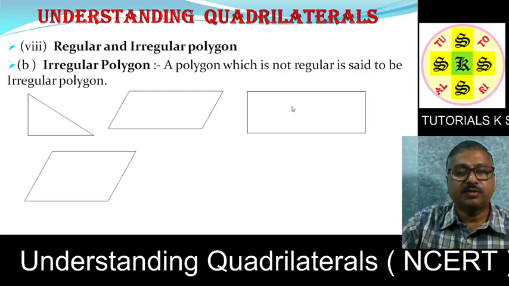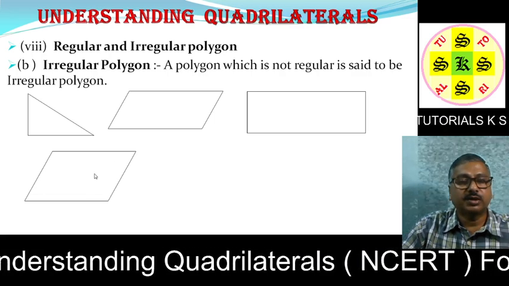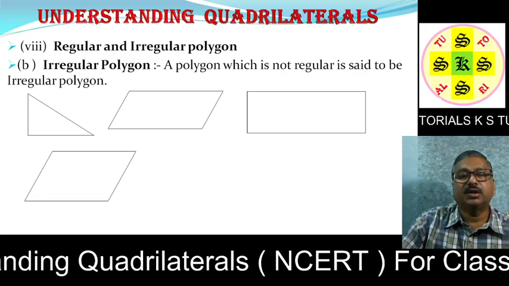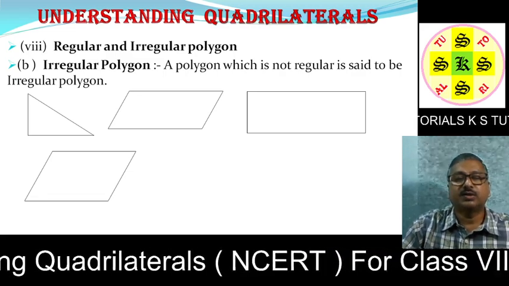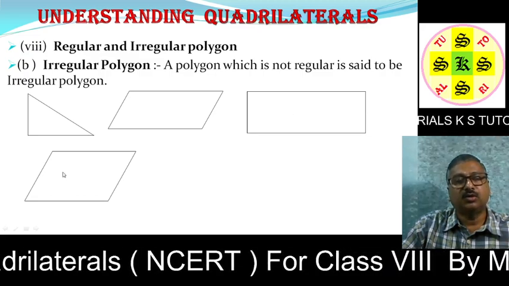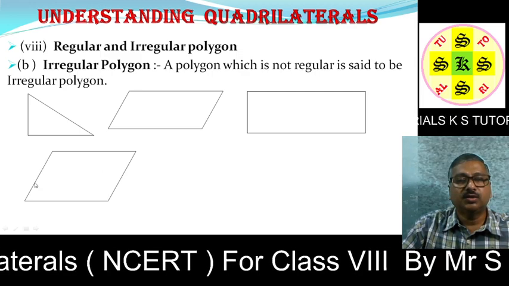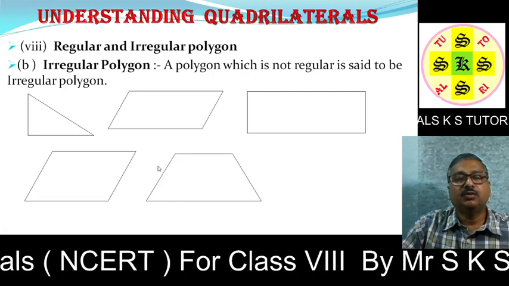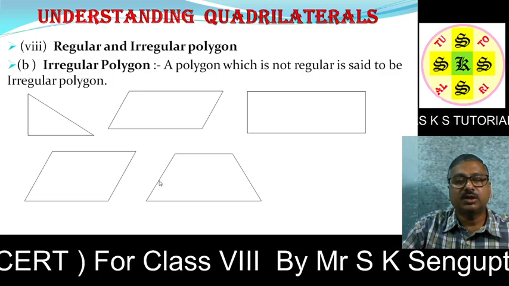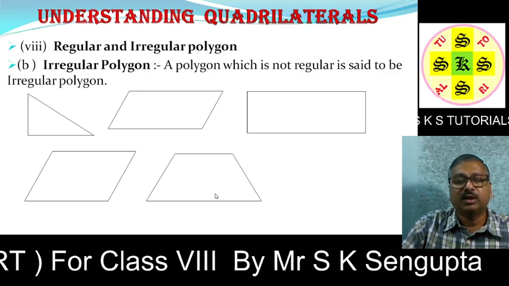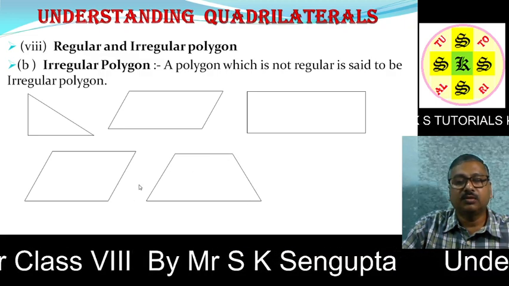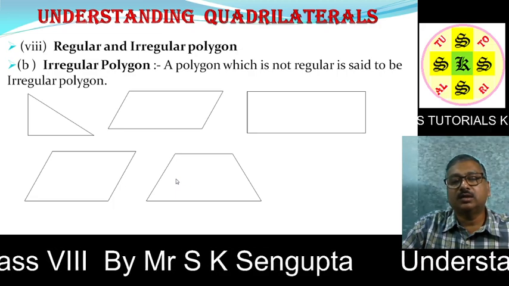So this figure satisfies one condition and this figure also satisfies one condition, but they are not regular since both conditions are not satisfied. This is equiangular but not equilateral, and this is equilateral but not equiangular. That's why all these figures are irregular polygons. Now here also all sides are different measurements. Maybe this side equals this side, but all are not the same measurement. And all angles are different. Maybe this angle equals this angle equals this angle, but all angles are not the same.